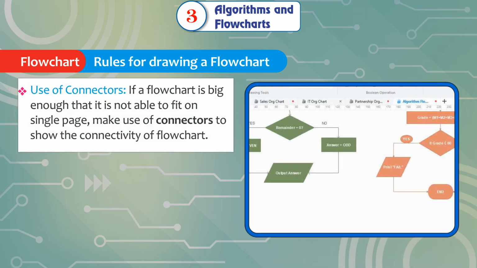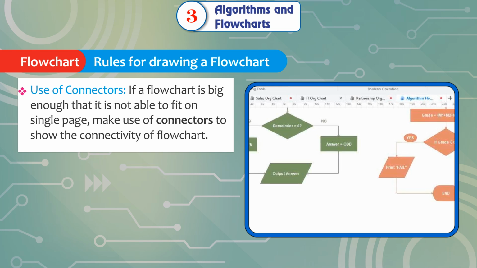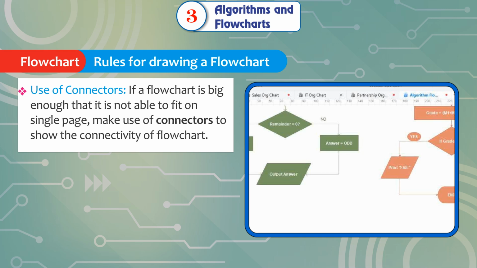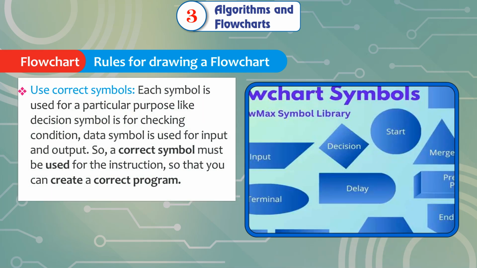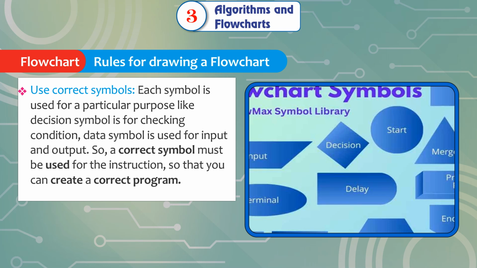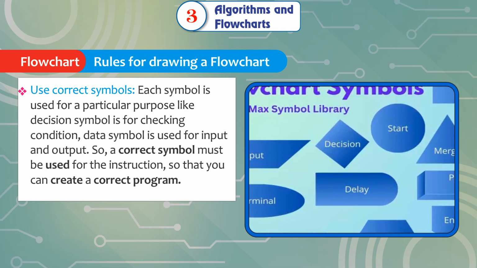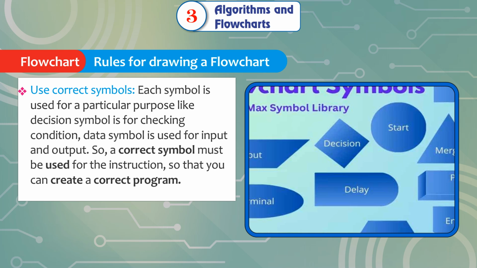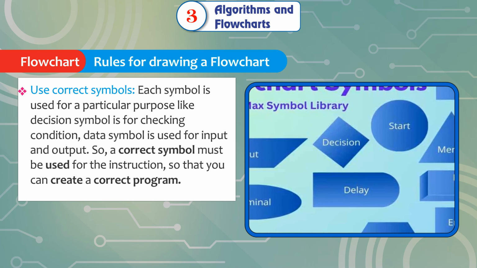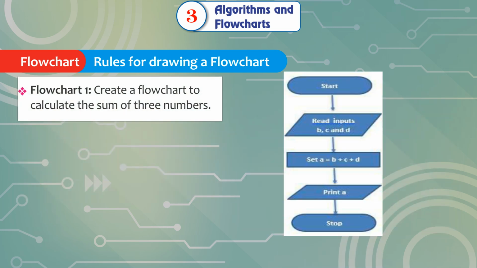Use of connectors. If a flowchart is big enough that it is not able to fit on a single page, make use of connectors to show the connectivity of the flowchart. Use correct symbols. Each symbol is used for a particular purpose, like the decision symbol is for checking a condition, and the data symbol is used for input and output, so a correct symbol must be used for the instruction so that you can create a correct program.